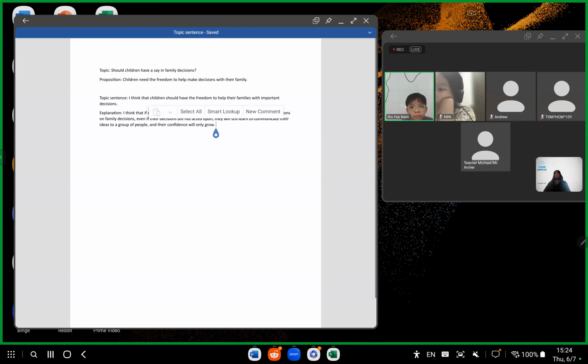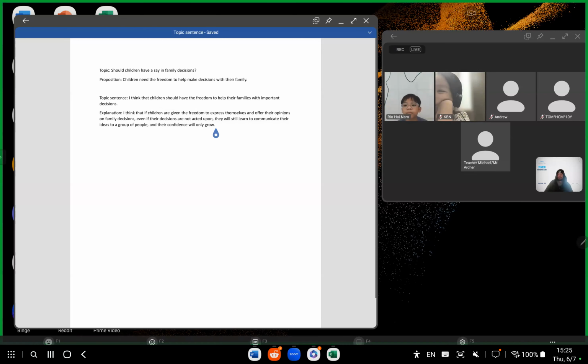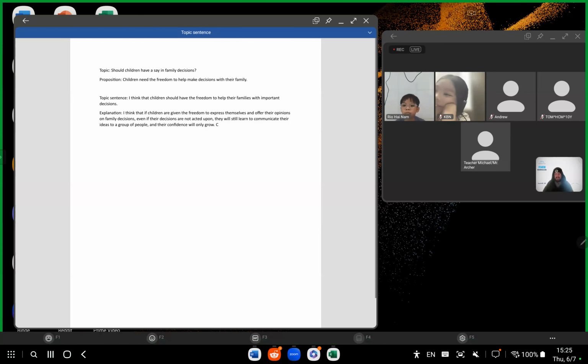So the next thing that I'm going to do is make an argument for why it's important that children get to help with family decisions. So I'm going to say something like, children learn to feel safe with their parents.